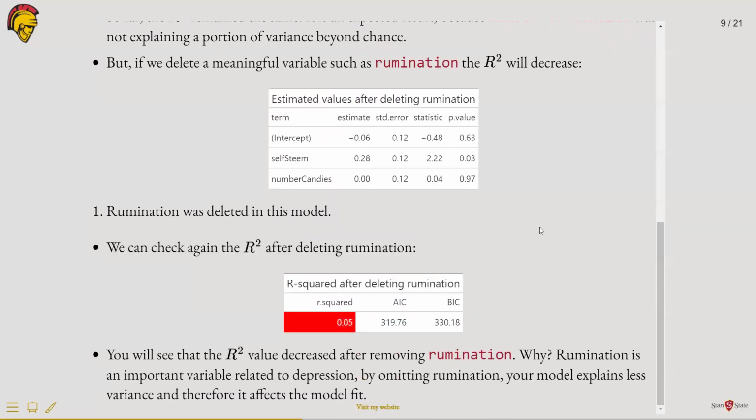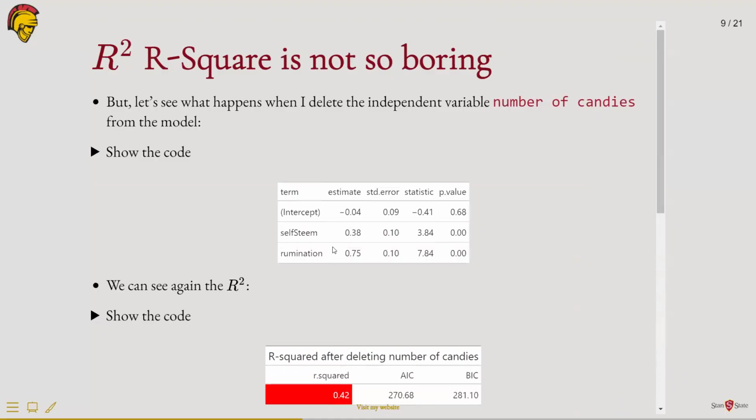So when you see a large relationship between your predictor and your dependent variable, you are also facing a variable that explains a lot of variance. So you cannot delete that one.